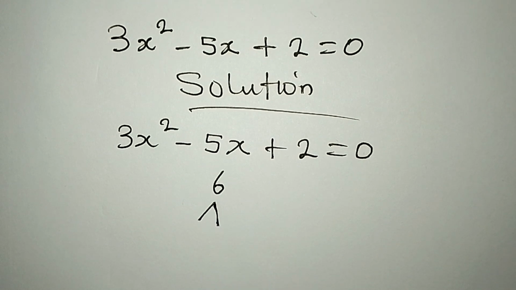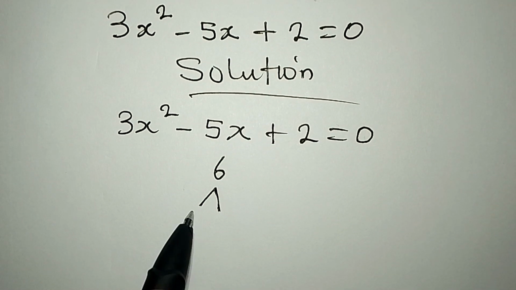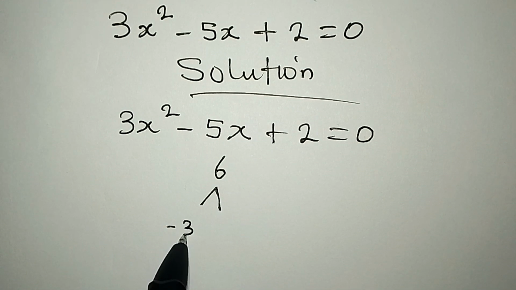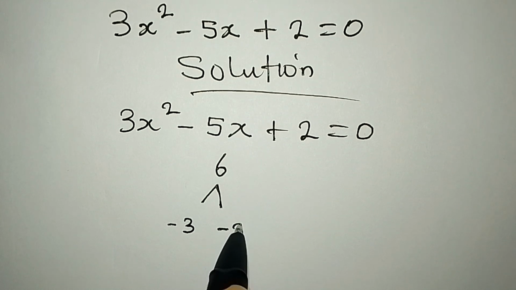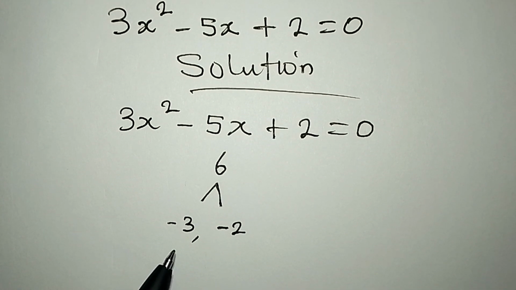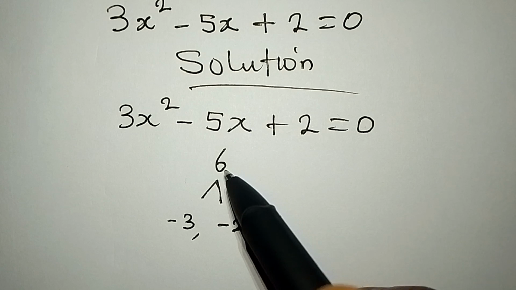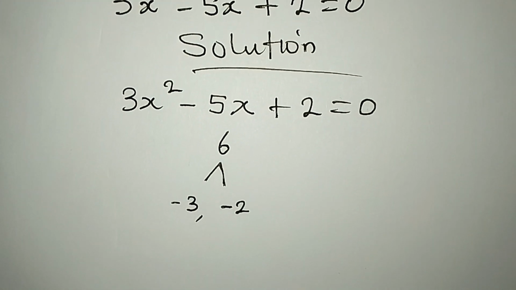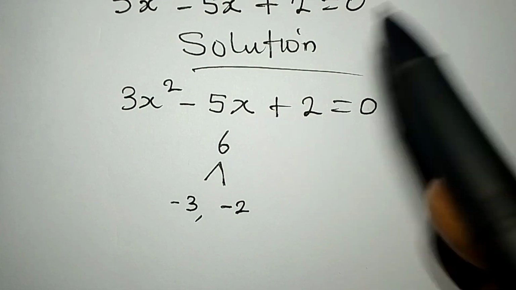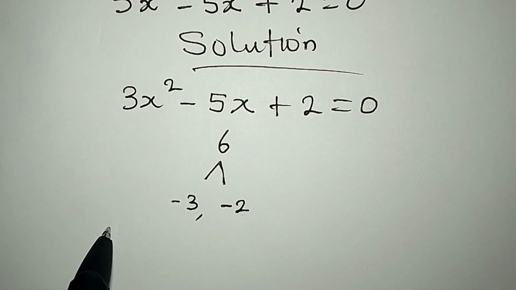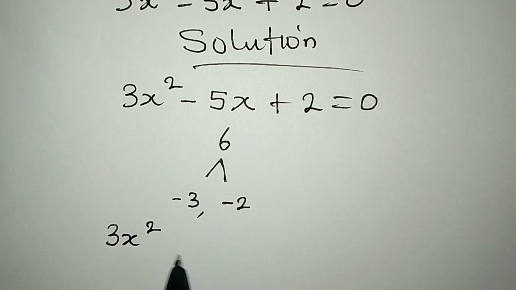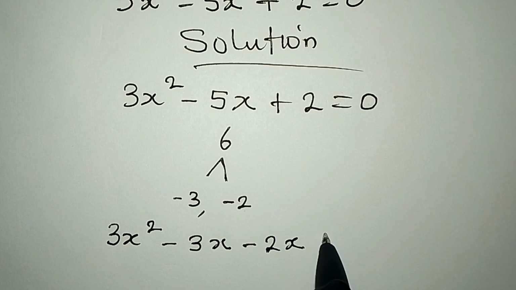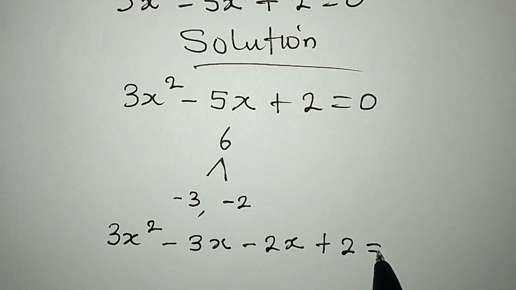And then we add the two numbers to get minus 5. The two numbers will be minus 3 and minus 2, right? Because minus 3 times minus 2 will give us 6. Then minus 3 plus minus 2 will give us minus 5. Now, in place of minus 5x, I'm going to write this. So we have 3x squared minus 3x minus 2x plus 2 equals 0.